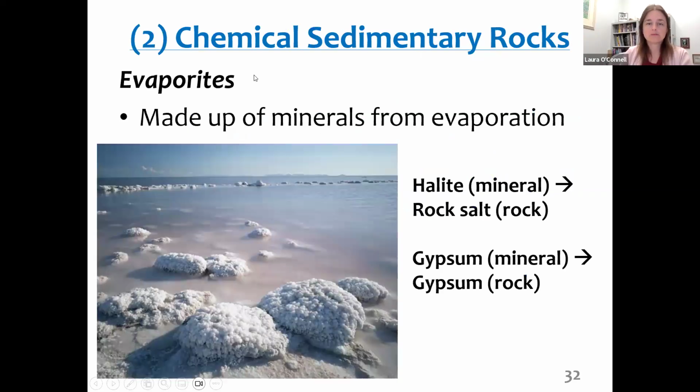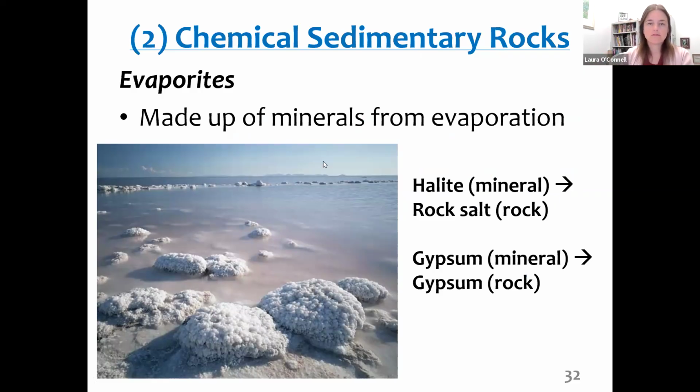Chemical sedimentary rocks are a bit more strange, in my opinion. Sediment can also be considered when the minerals are dissolved in the water. And then it can precipitate. So that means like forming crystals.